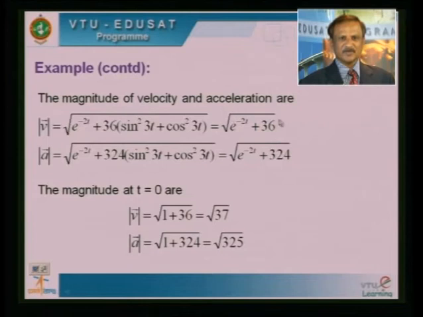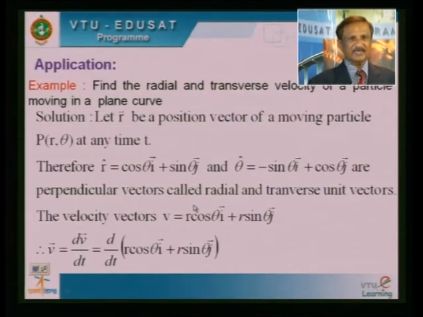So you know the magnitudes of velocity and acceleration. Replace t by 0 in these two results. E to the power minus 2 into 0 is e to the power 0, and e to the power 0 is 1. It means the square root of 1 plus 36, that is equal to the square root of 37. And here also I want to replace t by 0, again e to the power 0 is 1, plus 324, so that is equal to 325. So these two are the required results in this example.